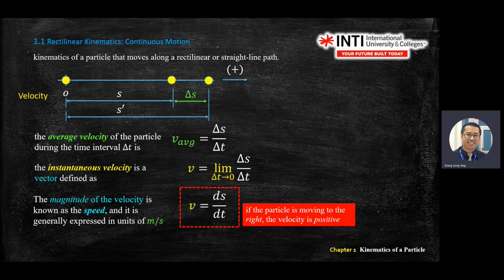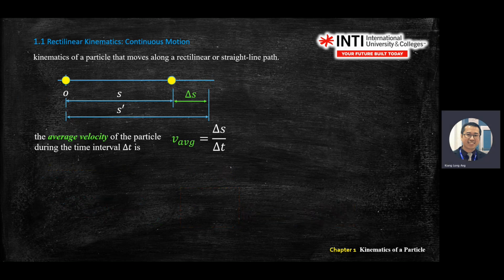So if you get a positive value of v, it means it moves according to your assumption. Our assumption for chapter 1, rectilinear kinematics, is that to the right is positive. So if you get a positive v, it means to the right. Just a note here. Positive is moving to the right. We move on by using the definition of displacement and the definition of instantaneous velocity. We derive the equation for acceleration.